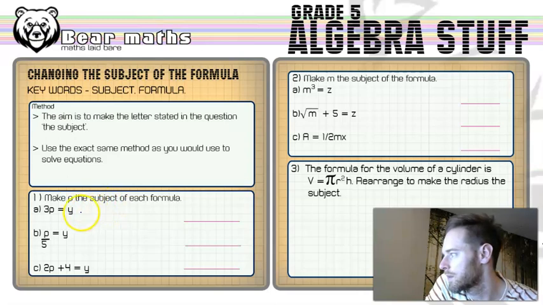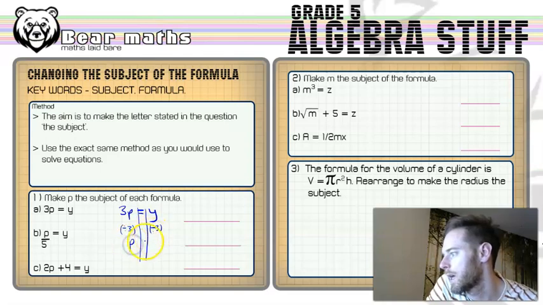So number one, it says make P the subject of each formula. So all we'd have to do in this one is one step. It's like a one-step equation, right? But this is a formula because this isn't a number. This is a letter instead. So all we can do is divide both sides by 3. Rhymes, but it's not the same thing. So I'm going to do the same thing, right? Just going to write in my work this time.